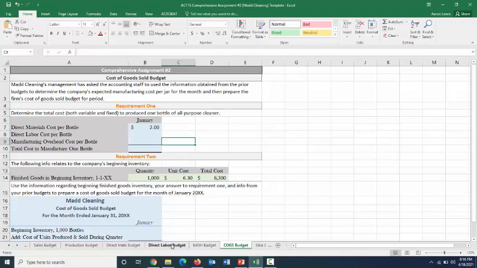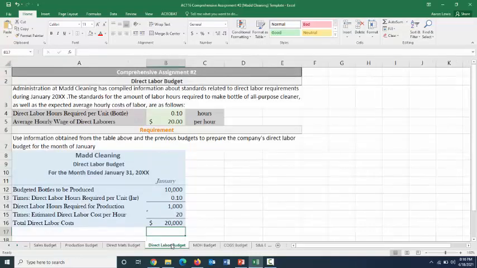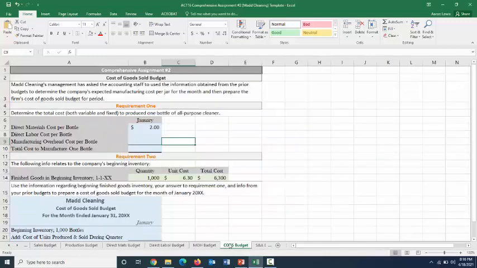For direct labor, we can go back and reference our direct labor budget. In our direct labor budget, it says that each bottle that we make takes about 1/10 of an hour. And then we pay our employees $20 per hour. Just like we did with direct materials, where we multiplied the quantity times the rate, we're going to do the same here. If it's taking 1/10 of an hour to produce each bottle, and we're paying our employees $20 per hour, 1/10 of 20 is $2. So we're paying $2 in labor costs for each bottle that we produce.